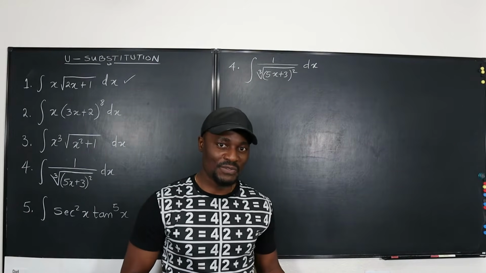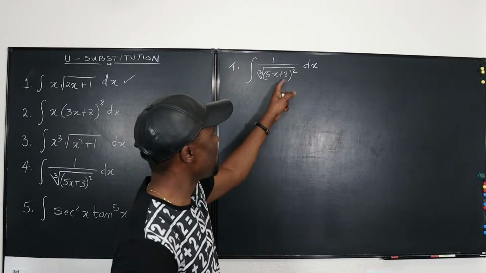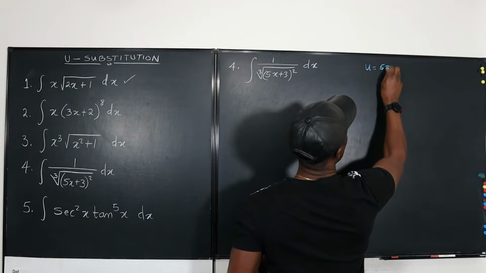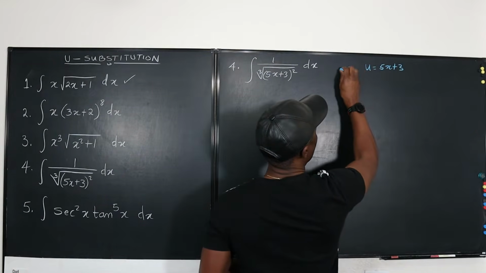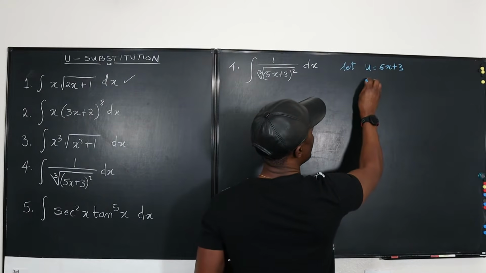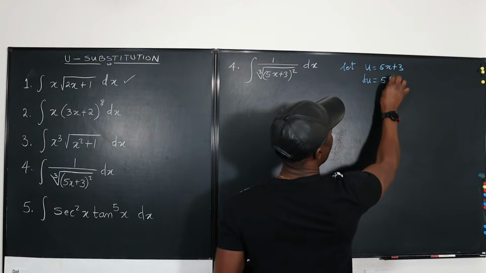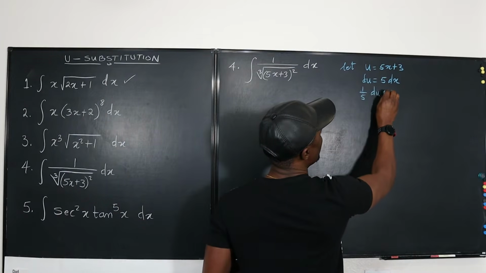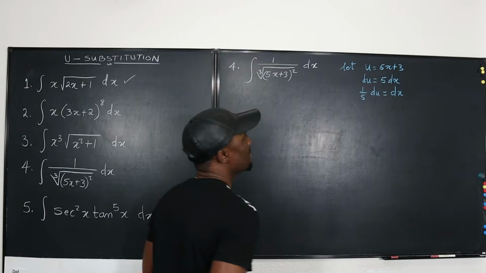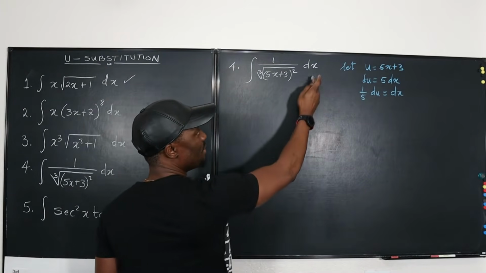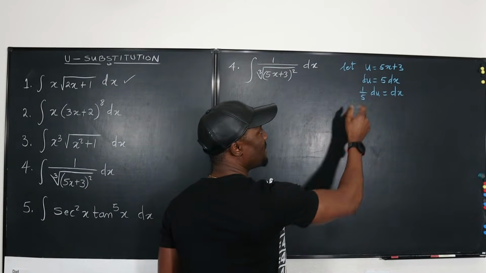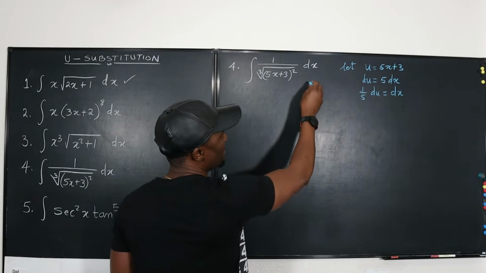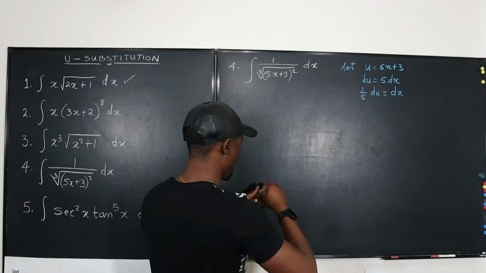Okay, so just as we've done for the previous ones, we're going to take 5x plus 3 to be our u. So we say u is 5x plus 3. Let's say let, so that du is going to be 5 dx. So that 1/5 of du is going to be dx. So we're just going to replace dx with 1/5 du. That's it. That's all we need, because we don't have anything else. So if you drop this down, this is going to be 1/5 du.